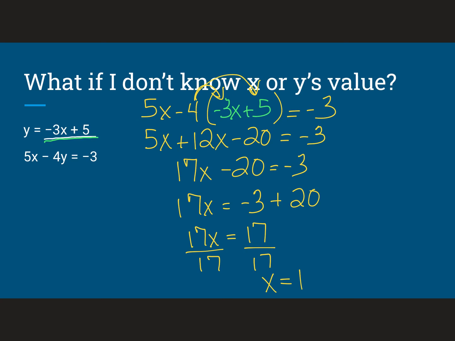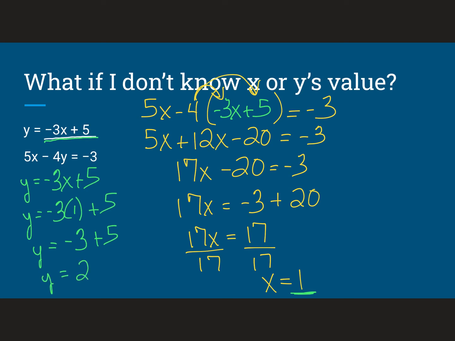Once again, that gives me part of my answer. Now over here I have y equals negative 3x plus 5. I know that x equals 1. So I'm going to do y equals negative 3 times 1 plus 5. Well, negative 3 times 1 is simply negative 3 plus 5. So y equals 2. So my answer is simply 1, 2. x value of 1 and a y value of 2.